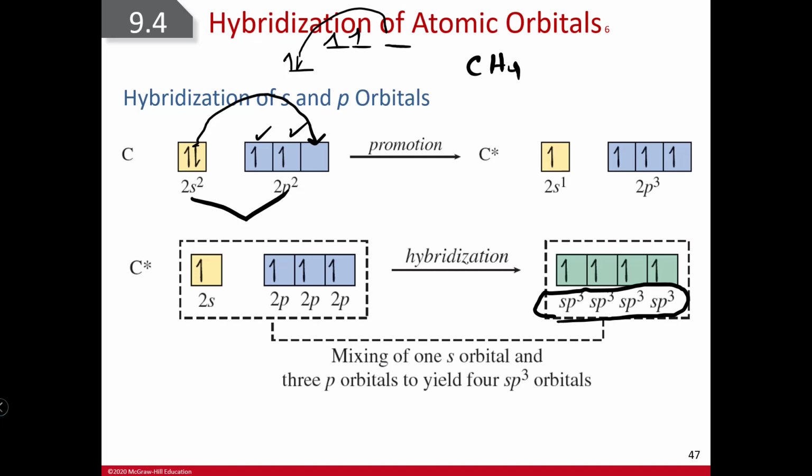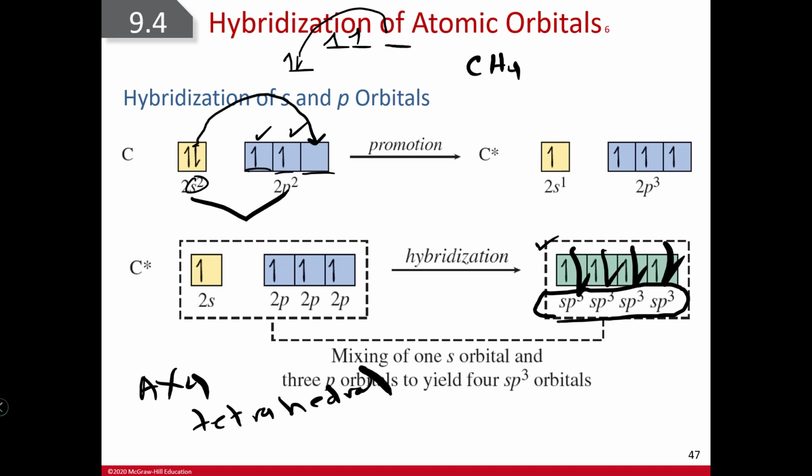But if I make them all the same energy, I take the 2s and I take the 3 p's, and I combine those all together, I get four sp3 orbitals. So sp3, you know, this is AX4. There's four bonding sites here: 1, 2, 3, 4. And so AX4 is tetrahedral, we know that. That's the electron domain and the molecular geometry.